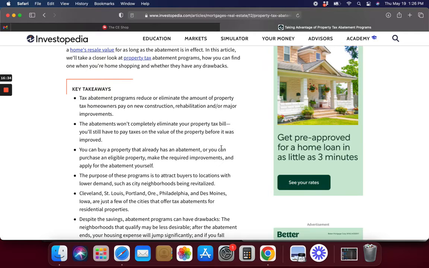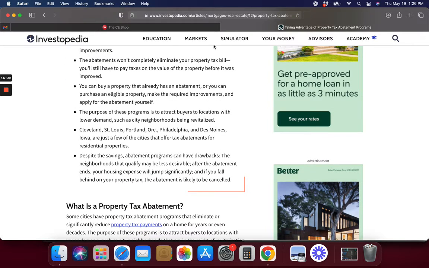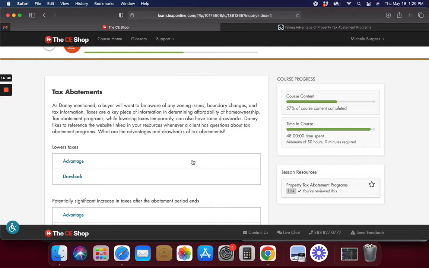City neighborhoods that are being revitalized. So it could be in a bad area. So it could be where I am right now. I'm living in not a great area. But the advantages are I can stockpile my savings account because I am living way below my means. Okay, lower taxes.